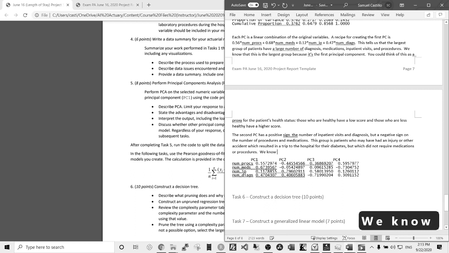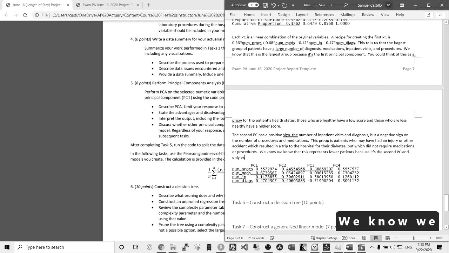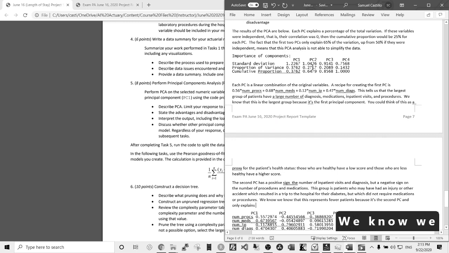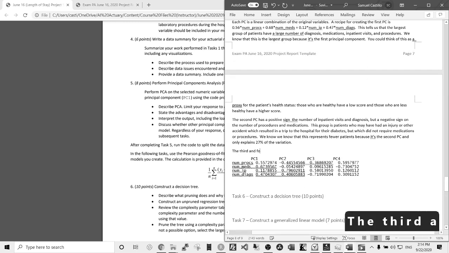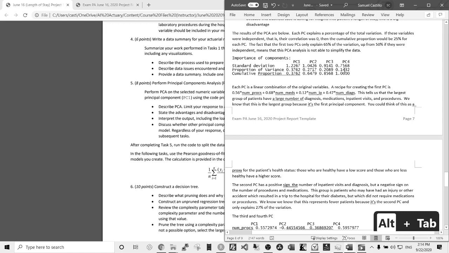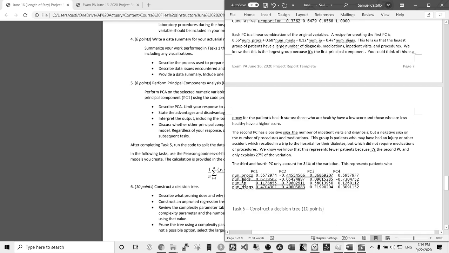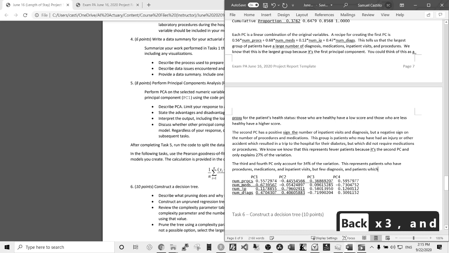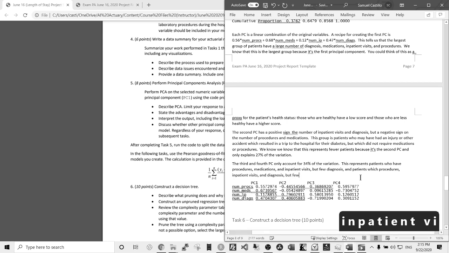So we know that this is smaller. We know that this represents fewer patients because it's the second PC and only explains 27%. The third and fourth PCs together account for 34%. The third represents patients who have procedures, medications, and inpatient visits, but few diagnoses. And finally, the fourth principal component, which is the smallest group of patients, have procedures, inpatient visits, and diagnoses, but few medications.